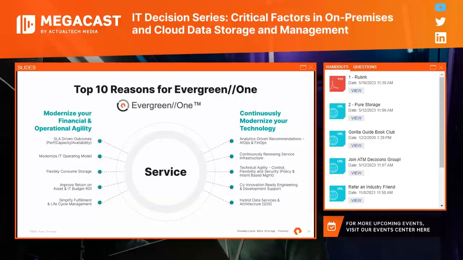Come on. We all have that list of things we need to get done, but never will because of lack of funding or staffing. With Evergreen One, you'll have the agility to grow on demand and keep your storage infrastructure modern while barely having to lift a finger. Now, doesn't that sound nice?